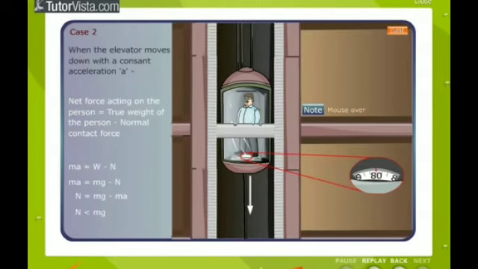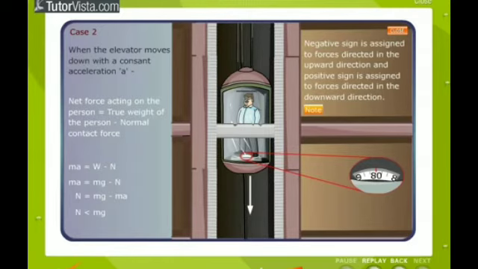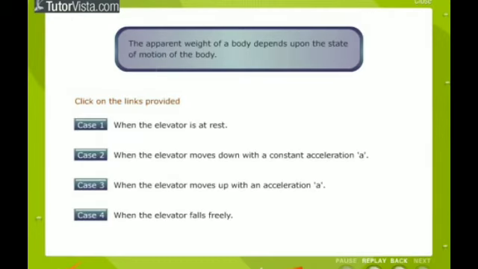Option 2. When the elevator is moving uniformly in the upward or downward direction, the net force acting on the man is 0. Hence, the apparent weight of the man is equal to his actual weight.